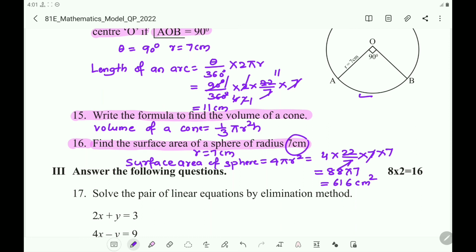That completes the 1 mark questions, 8 multiple choice questions and 8 objective type questions.